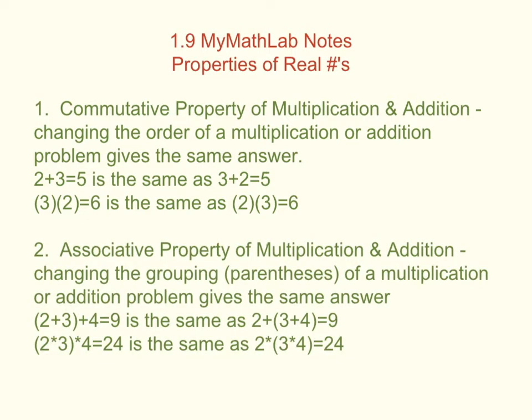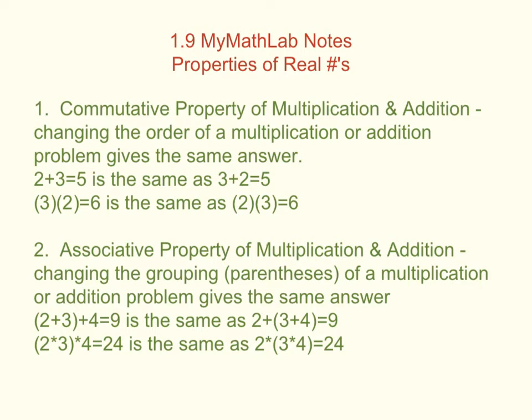And the second property we'll be discussing today is the associative property of multiplication and addition. That property says that changing the grouping or the parentheses of a multiplication or addition problem gives the same answer. So for example, the grouping (2 plus 3) plus 4 is equal to 9. In that problem, we would do 2 plus 3 first because it's in parentheses, and that's 5. And 5 plus 4 is 9.